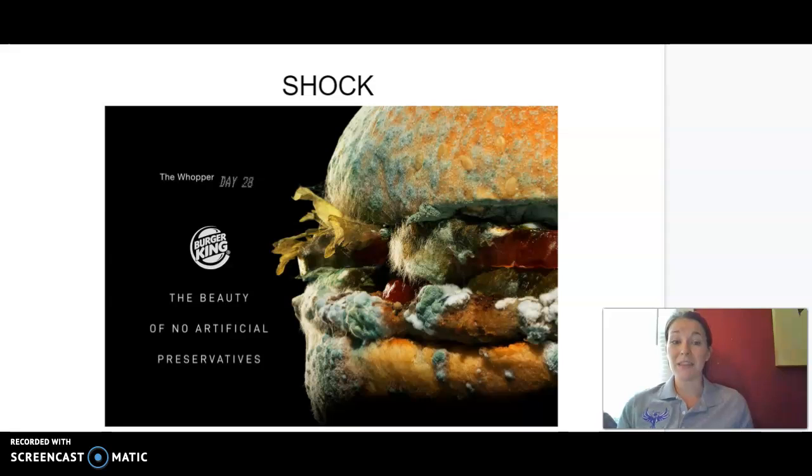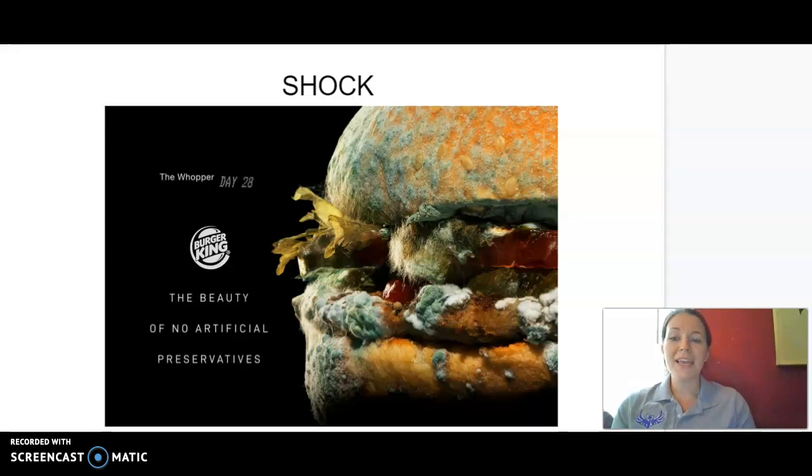Shock. Shock is something that will make you go, oh wow, what is that? When I look at this, this is a Whopper Day 28. This is showing you the shocking truth of the beauty of no artificial preservatives, showing that the Whopper should have already disintegrated by day 28, but it hasn't, which is kind of scary to think that we eat that.